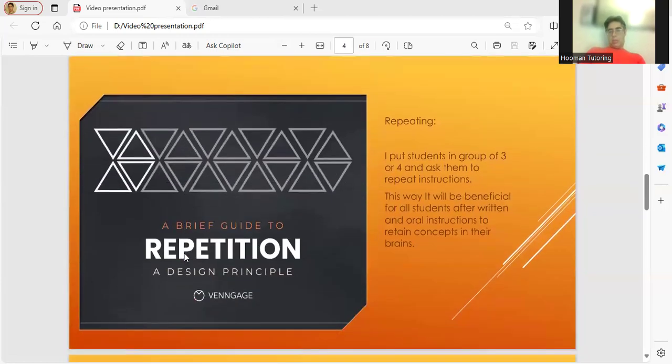The next topic is repeating. Repeating is very important. I will put the students in groups of 3 or 4, and they work together and repeat the instruction. This way, after written and oral instructions, it will be beneficial for all the students to retain the concept in their brains.